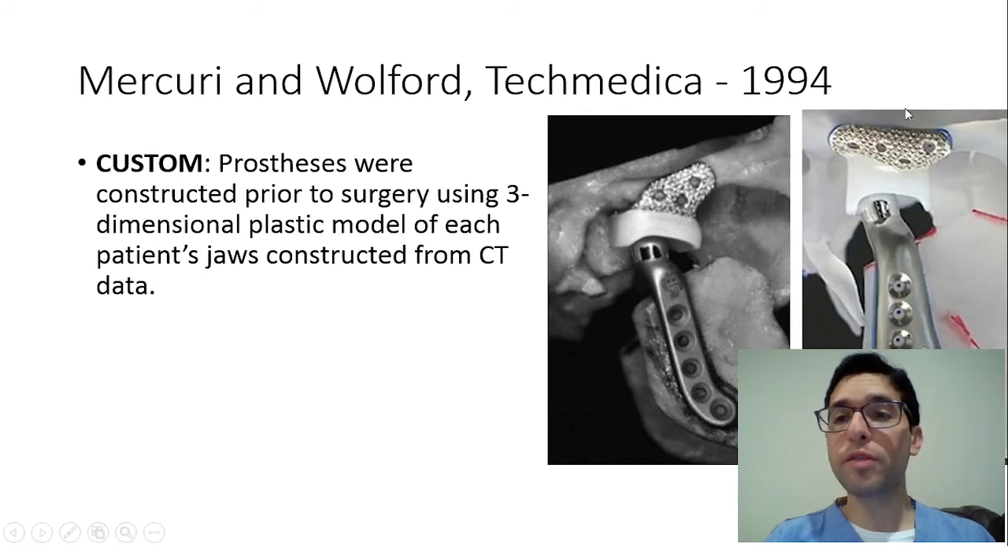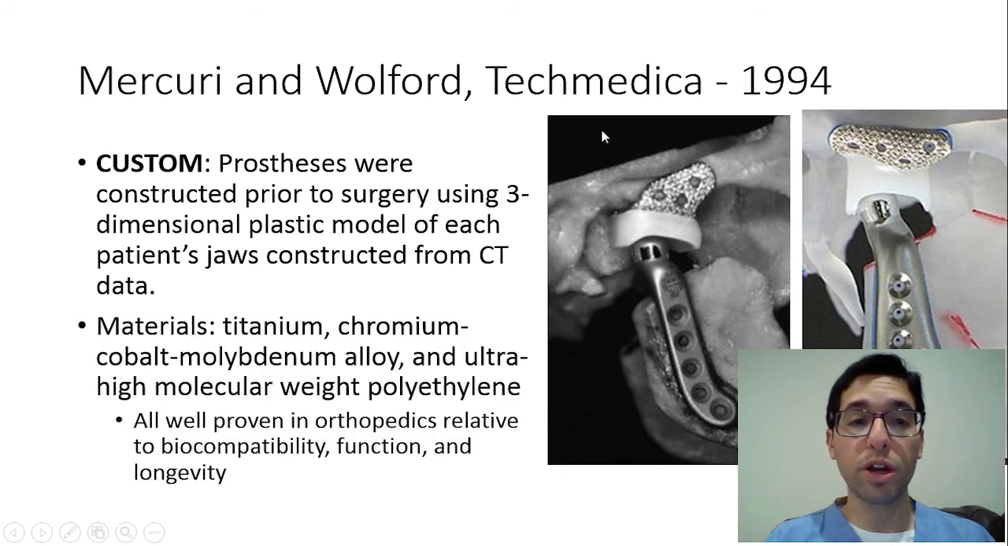So this will be a picture of modern day TMJ Concepts, and we're going to go through those materials because the materials are quite important. They have a titanium mesh for the fossa prosthesis, and then for the fossa, they have ultra high molecular weight polyethylene. And then for the condylar prosthesis, you have an alloy of chromium, cobalt, and molybdenum. We'll talk a little bit about all of those materials. It took a long time until we realized that those were the best materials, for all different reasons, which we'll talk about.